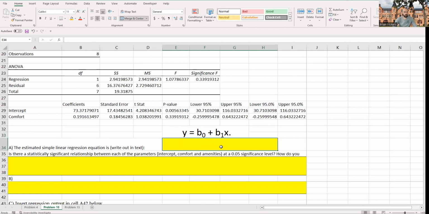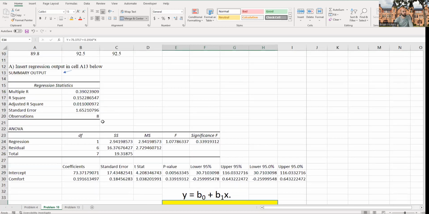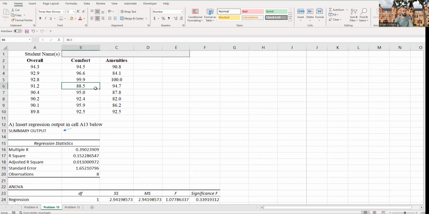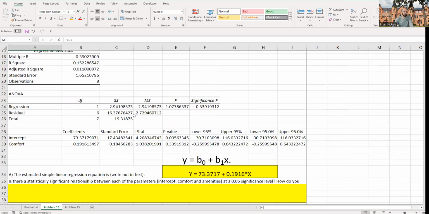So the estimated value of y equals part of this. Make this box a little bigger too. We'll do maybe like a 15. Sure. So y equals the intercept. The b0, beta 0, is going to be this number right here, 73.3717, plus the slope, this b1 number, which is 0.1916 times x. And x is just whatever we want to put in. So basically, if I had a comfort score of 89, what would be the overall score, right?